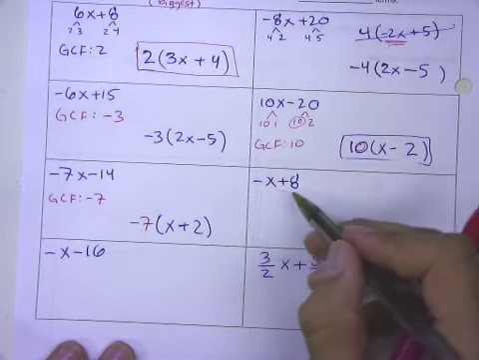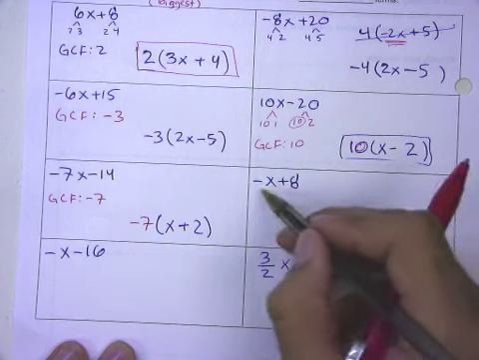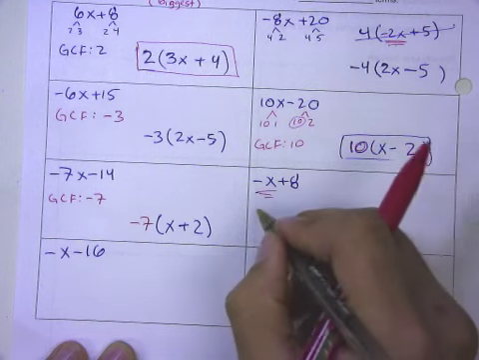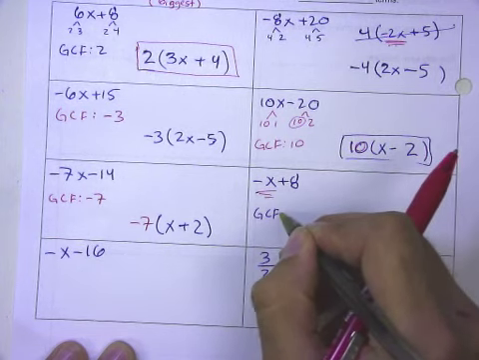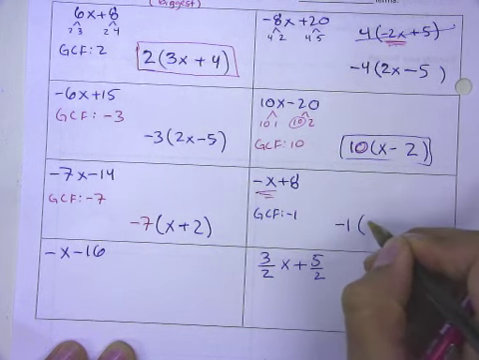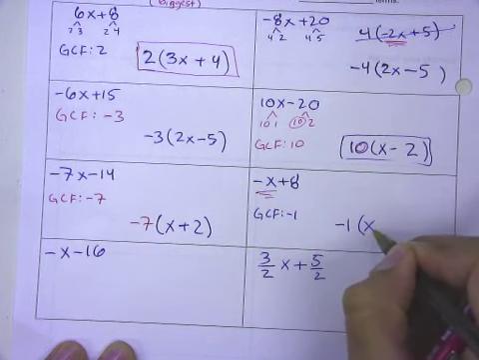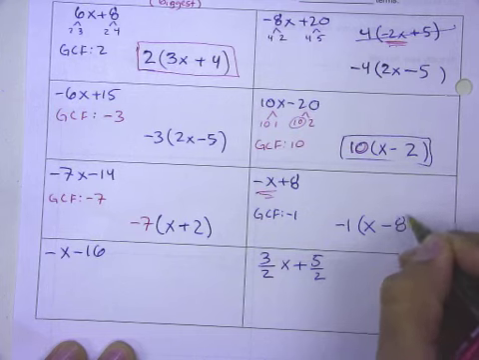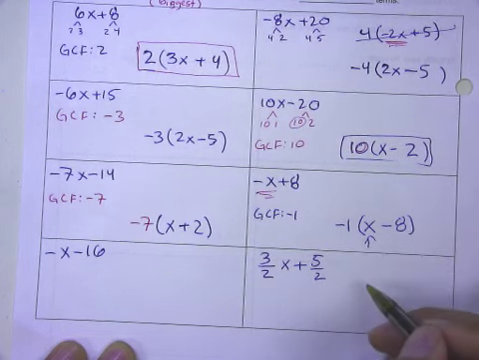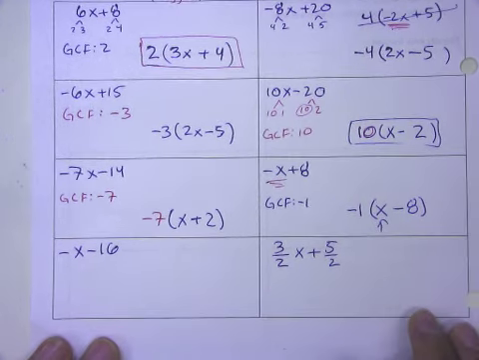Well, this one's tricky because it looks like maybe we can't factor it. But remember, we want to have this first term become positive. So what I'm going to use for my GCF is actually negative 1. That way I have negative 1 times positive x, and then it would be negative 8 to get me back to positive 8. Now this first term that I have here is a positive thing, and that was sort of the whole goal of factoring there.